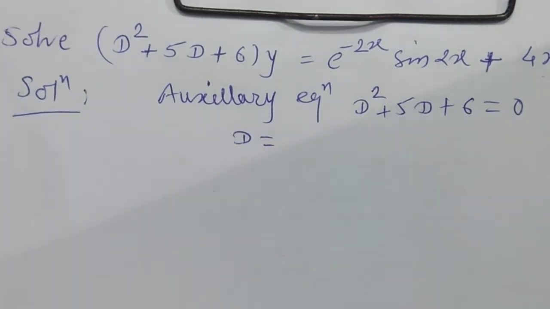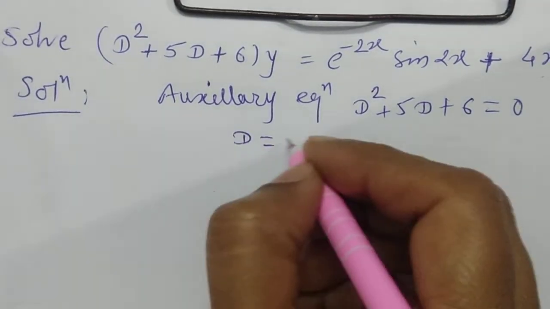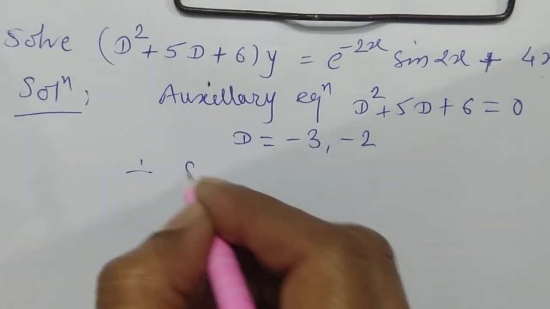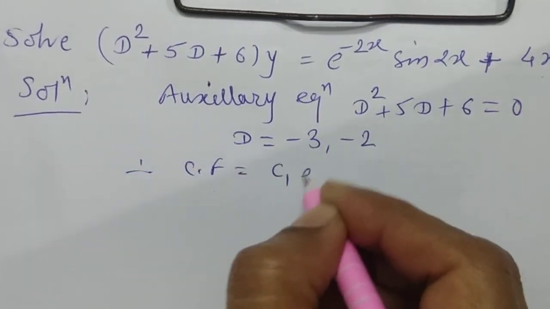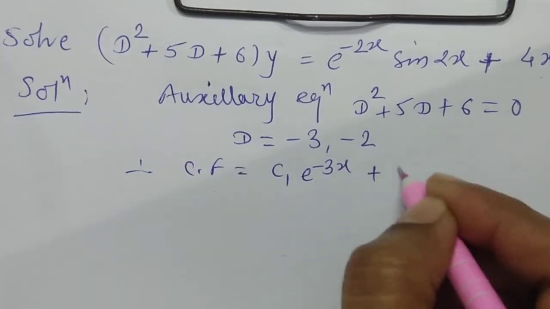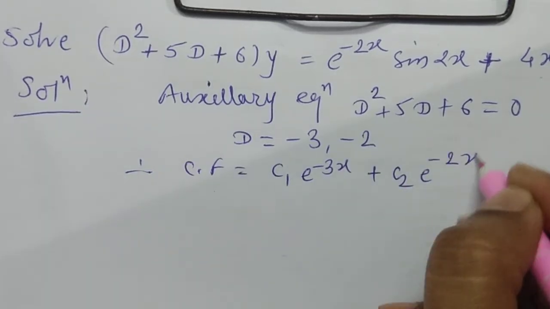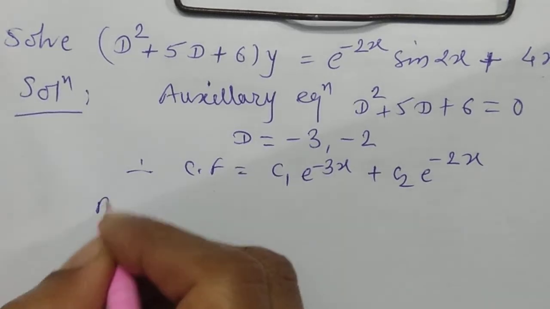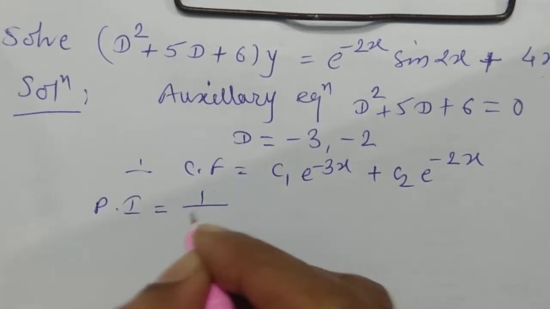Get the values of D by using the calculator. So the values are minus 3, minus 2, real and distinct. So therefore CF is C1 e raised to minus 3x plus C2 e raised to minus 2x. Okay. So this is the first part. Then we'll find out PI.